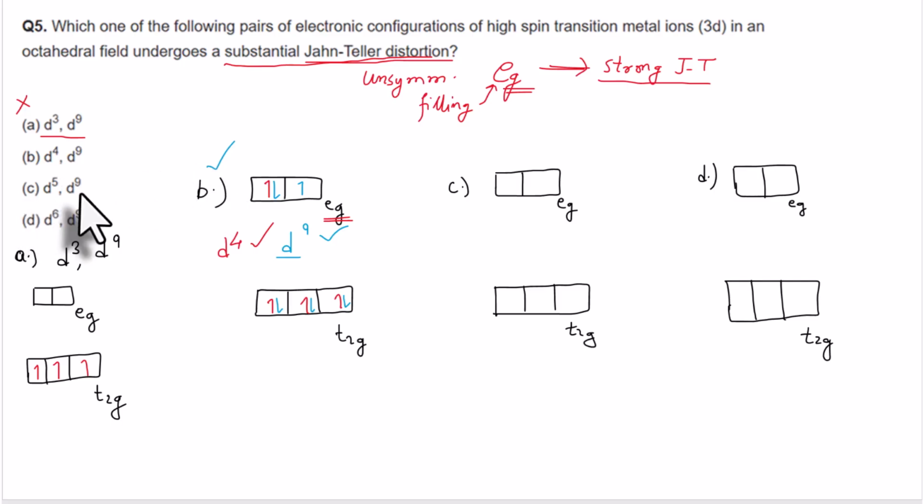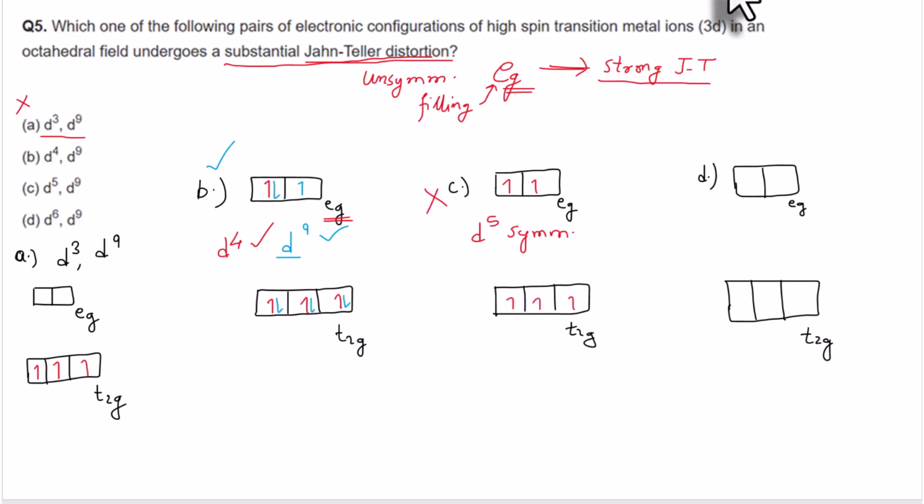Okay, now moving on to C, d5 and d9. Okay, d9 we already know will show strong Jahn-Teller distortion. And what about d5? So d5 will be filled like this, 1, 2, 3, 4 and 5. So it is a symmetrical filling of both t2g and eg orbitals. So d5 is having a symmetrical filling. Okay, so it will not show Jahn-Teller distortion.